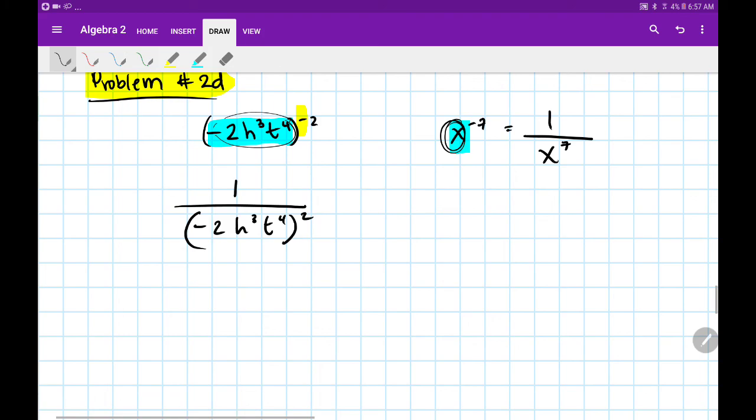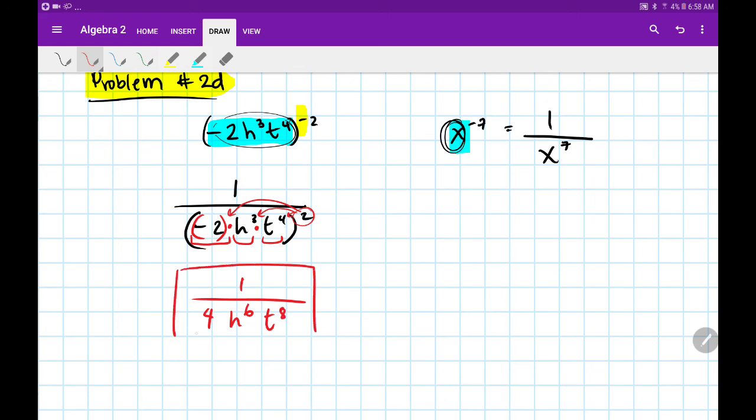Now, this is like an old problem from before. I'm going to distribute that 2 to these 3 different spots. So I'm going to get negative 2 squared, which is positive 4. I'm going to get h cubed squared, which is h to the 6th power. I'm going to get t to the 4th squared, which is t to the 8th power. And that's our answer.